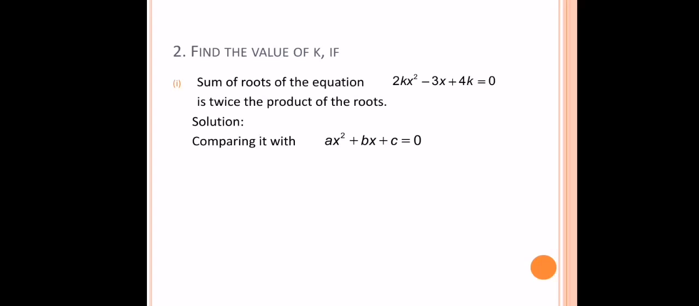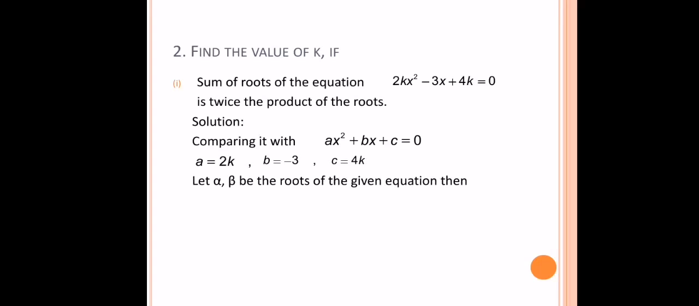So here we are going to use this particular condition to find the value of the unknown term, that is k, in the given equation. So let's start with the comparison. The value of a is 2k, the value of b is minus 3, and that of c is 4k. Now let alpha and beta be the roots of the given equation, then the sum of roots alpha plus beta is equal to minus b by a.